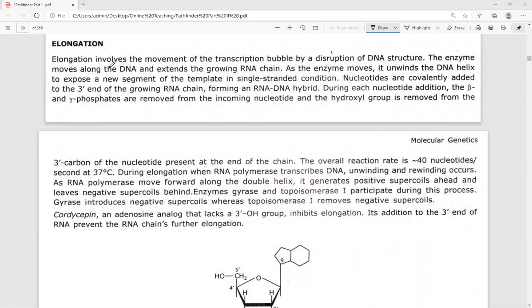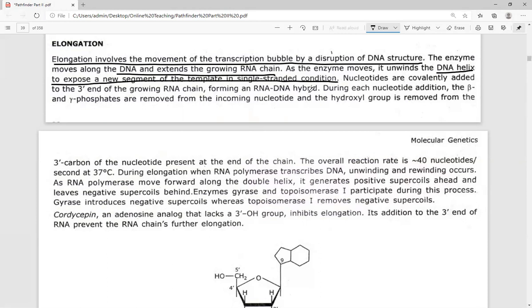Elongation involves the movement of the transcription bubble by a disruption of the DNA molecule. The DNA molecule is going to be disrupted and the elongation is going to proceed. The enzyme that moves along the DNA and extends the growing RNA chain is referred to as the RNA polymerase. So, RNA polymerase is the enzyme that is going to move and elongate and biosynthesize the RNA molecule. As the enzyme moves, it unwinds the DNA molecule at its front and exposes a new segment of the template to be biosynthesized. The RNA-DNA hybrids are going to be produced.